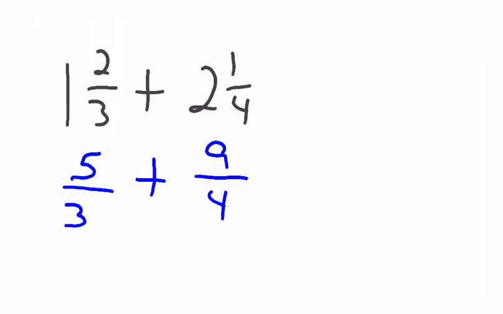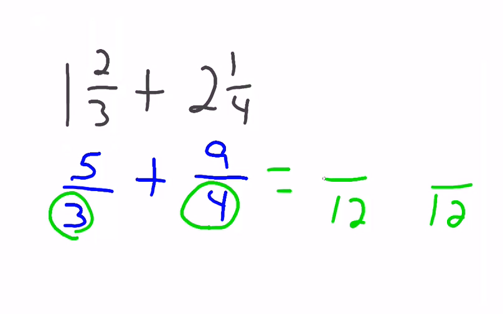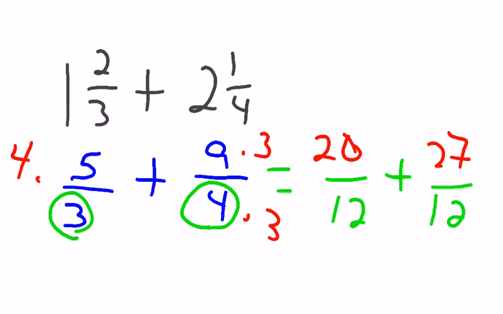So now to add fractions, we need a common denominator. So we look at the 3 and we look at the 4, and we realize that 12 would be our least common denominator. So we want to rewrite these fractions as something over 12. So 3 times what gives me 12, and that's times 4. So now I need to multiply 4 times 5, that gives me 20. Now this one, 4 times what gives me 12, and that's 3. So 9 times 3 is 27.